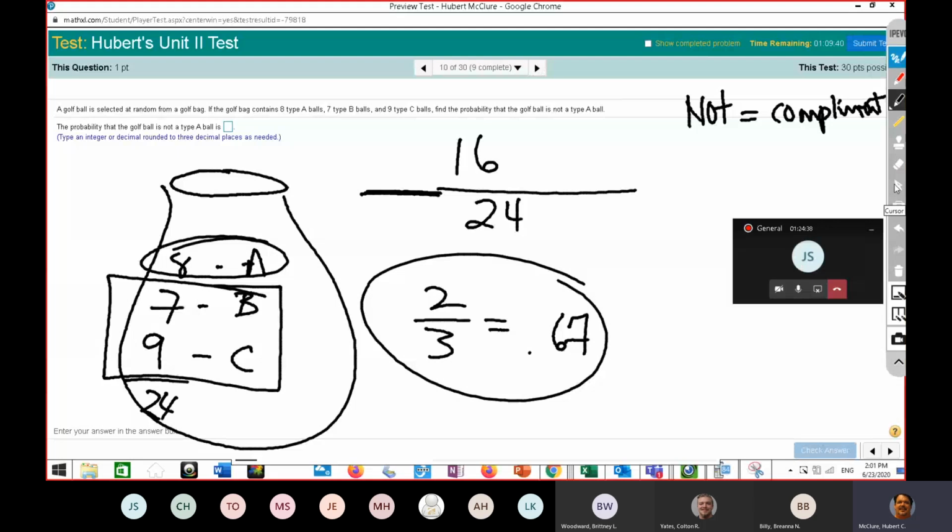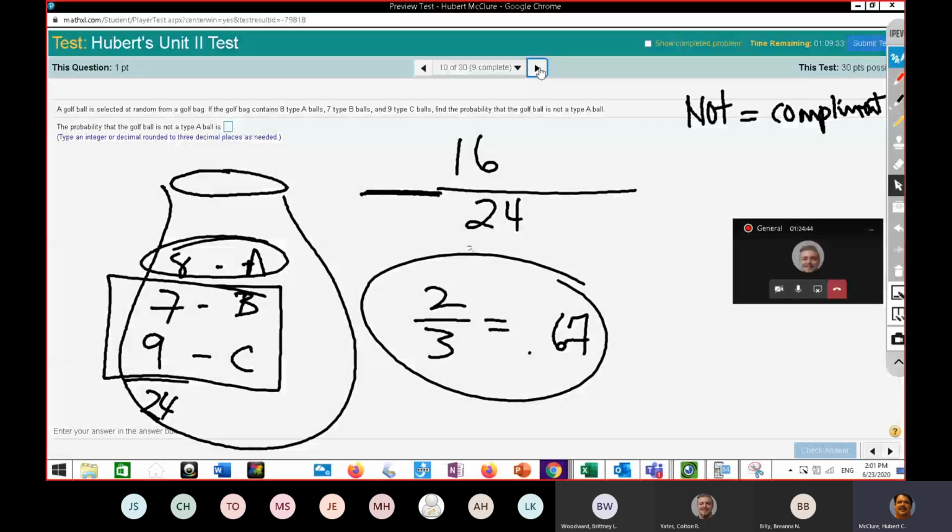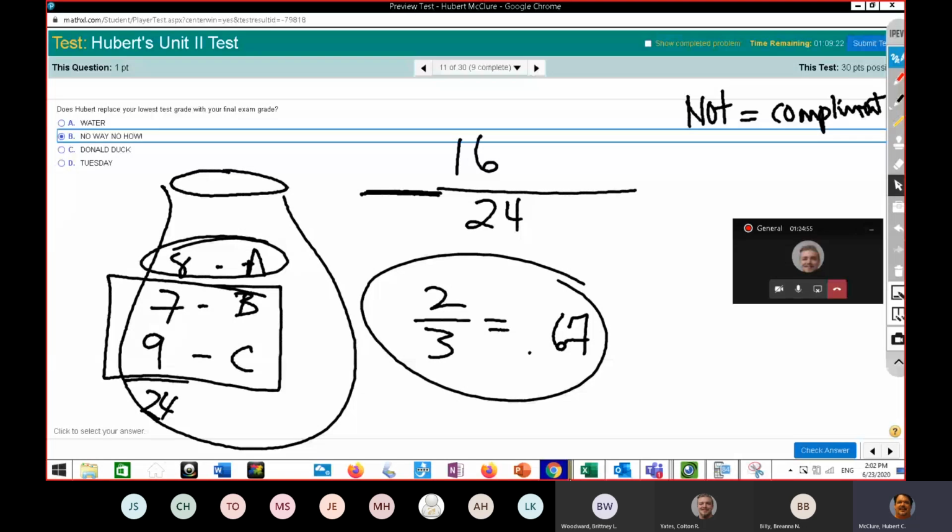As soon as I get my cursor. That's the aggravating part in the classroom too, getting your cursor back. Does Hubert replace your lowest test grade with your final exam? No way, no how. I don't do anything like that. Because then that's extra work. That's busy work.